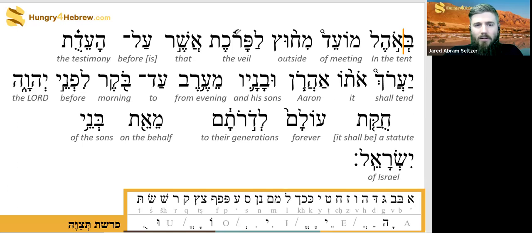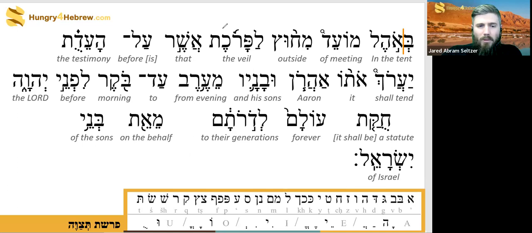Michutz la parochet. The parochet is the veil inside of the tabernacle, the one that is torn in half in the New Testament at the earthquake in the Second Temple. Ohel Moed michutz leparochet, on the outside of that veil. What veil? Asher al ha'edut, which says al, but concerning the edut. What's the edut? It's the testimony, as in the Ten Commandments, the testimony that Moses received from God. Ya'aroch oto Aharon uvanav. It uses the word tend, but the root here is arach, to arrange something. So he shall arrange or see to it, Aharon uvanav, Aaron and his sons.